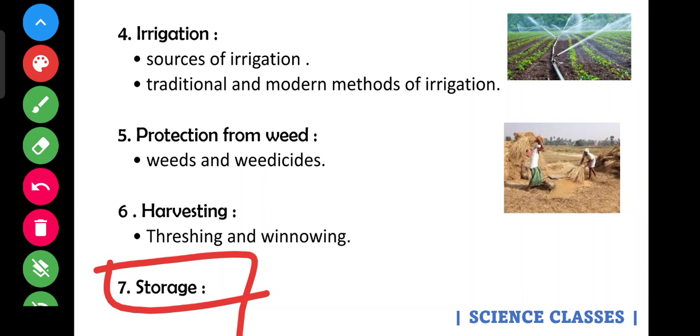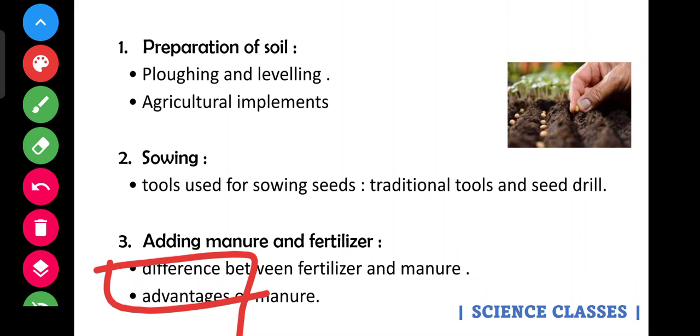Next is storage. Storage is an important task. If you store the grains well, it is better. They are safe from moisture, insects, rats, or microorganisms. If not, then so much of the farmers' hard work will go in vain. So storage is actually a most important part compared to protection from weeds or adding manure.